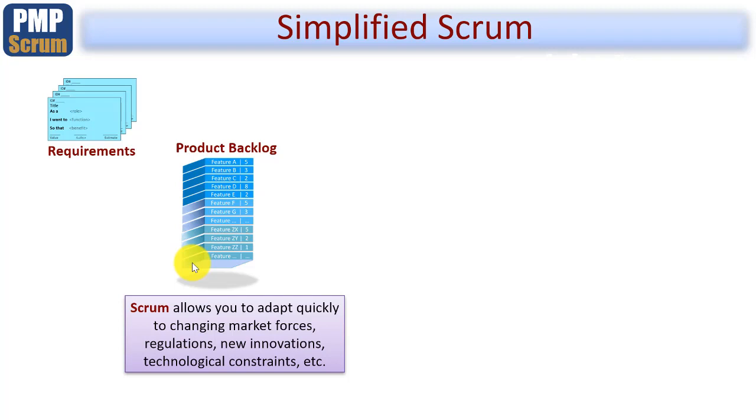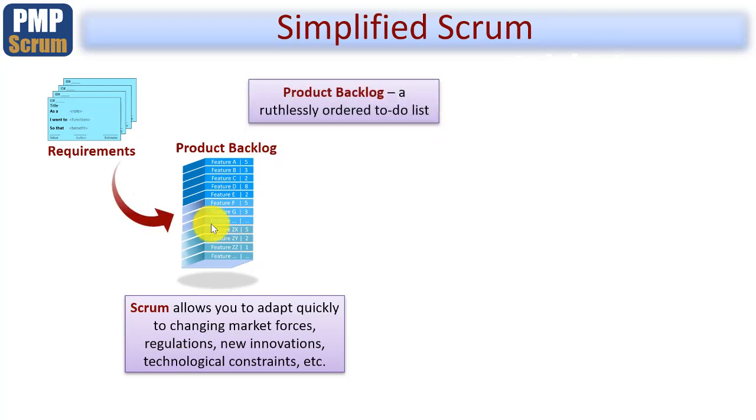You'll come across a term called product backlog grooming. What this means, of course, is taking this prioritized backlog and doing all the things you might imagine: reprioritizing them, adding more details to later features, inserting new features, and so on and so forth. So the requirements forming the product backlog should be seen as a ruthlessly ordered to-do list.